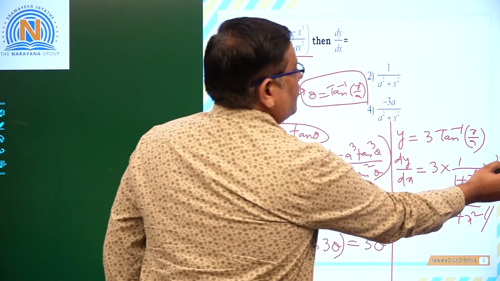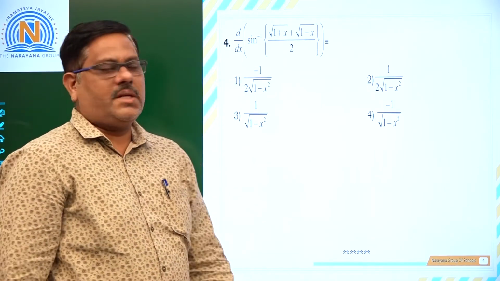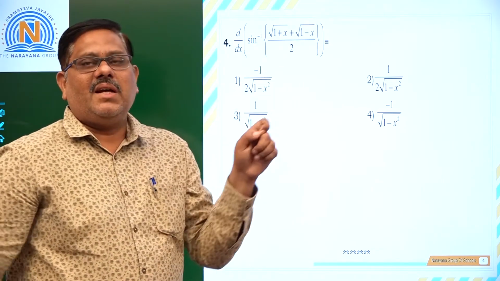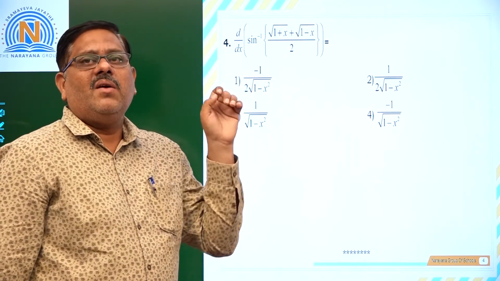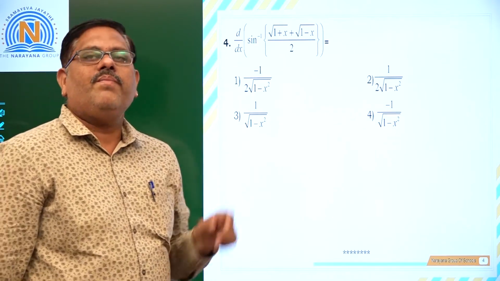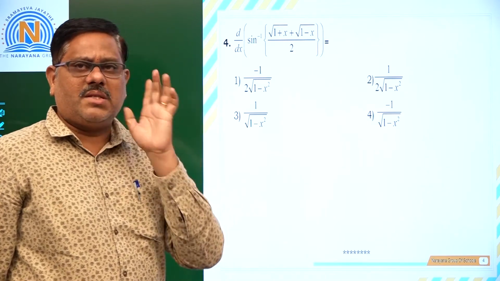Now let us see the last question in this assignment. d by dx of sin inverse of root over 1 plus x plus root over 1 minus x, by 2. Whenever you have 1 plus x and 1 minus x, it is not the 1 minus x square form. In that case, what is the best substitution? x is cos theta is the best substitution there.